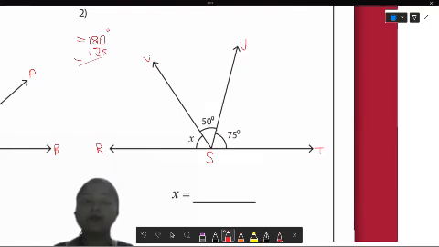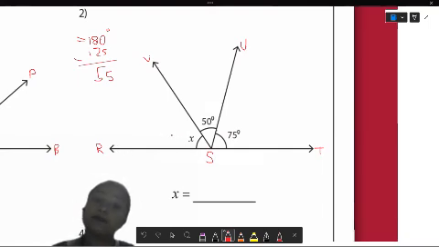So if you take away 125 from 180, how much is going to be left? It's going to be 55, right? It's going to be 55 degrees. So this angle X, or you can say angle RSV, is 55 degrees.